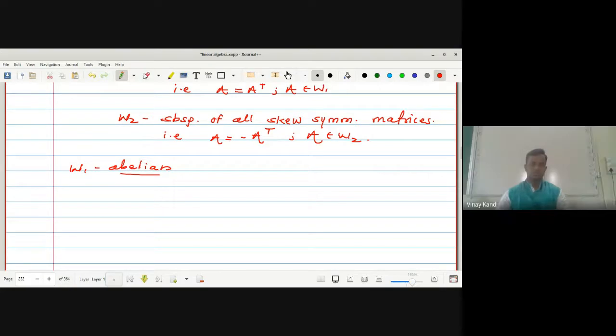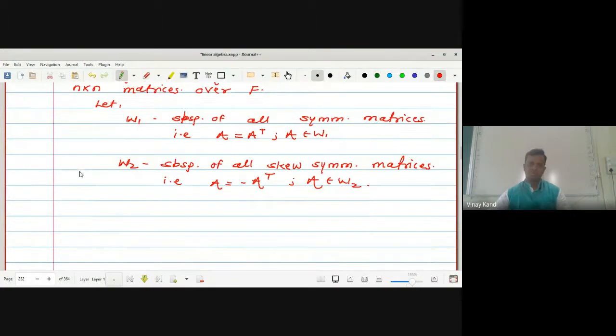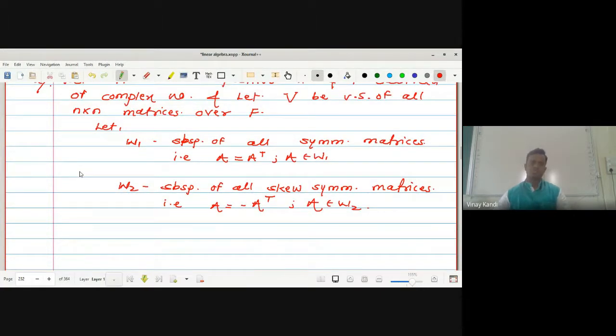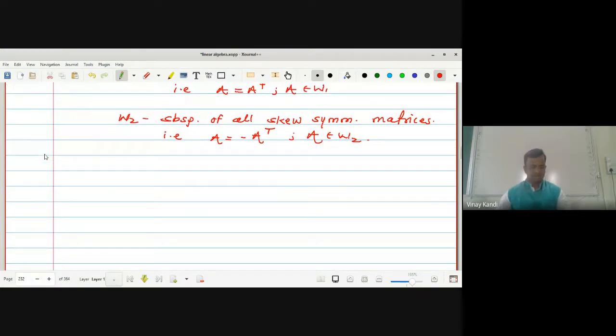What is the identity element? The null matrix of that order. W1 and W2 are the subspaces, that means V itself is a vector space.